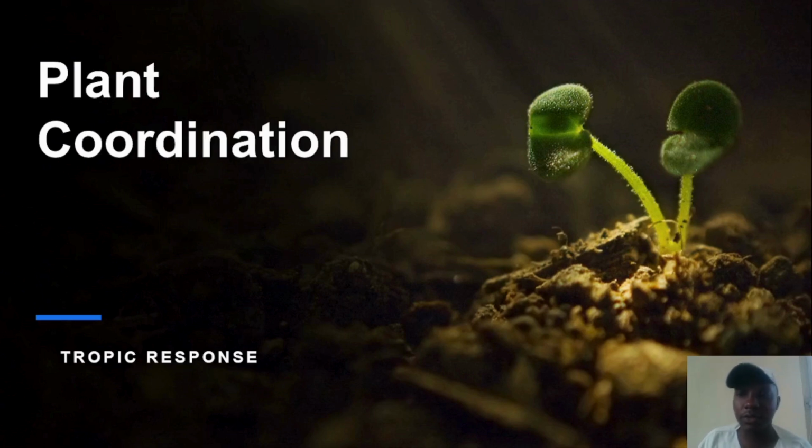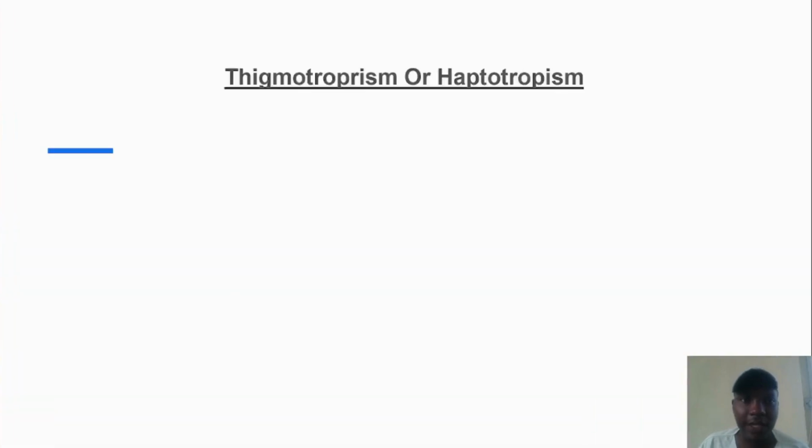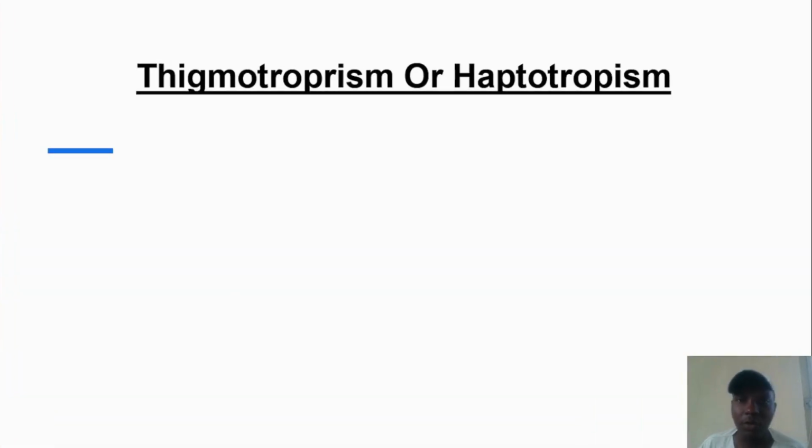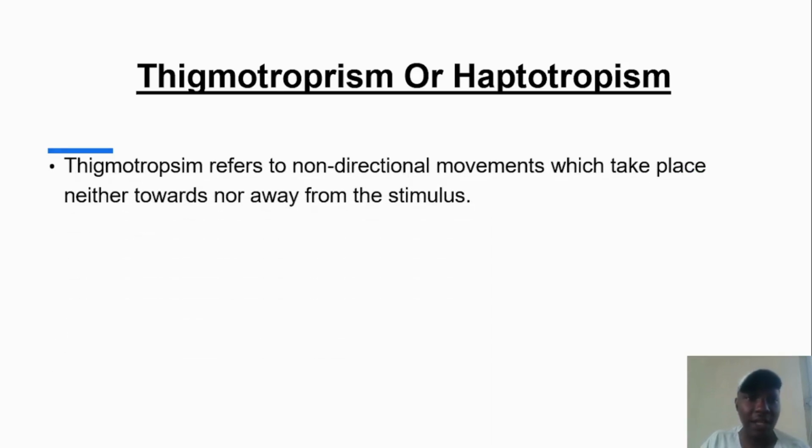Our chapter is plant coordination, and we are discussing the tropic responses. So far, we've covered some of them. So today we'll finish up discussing the last one, that is Thigmotropism, also known as Haptotropism. So we'll start with the meaning of this.